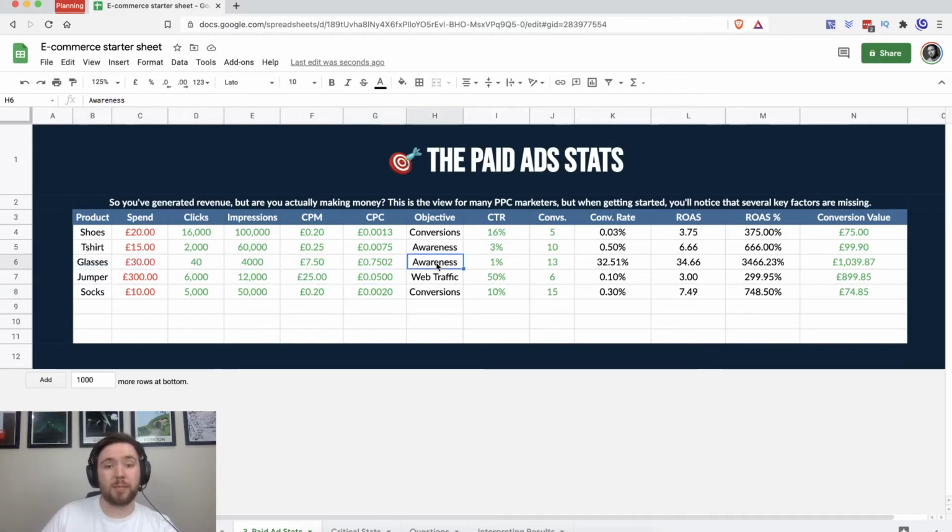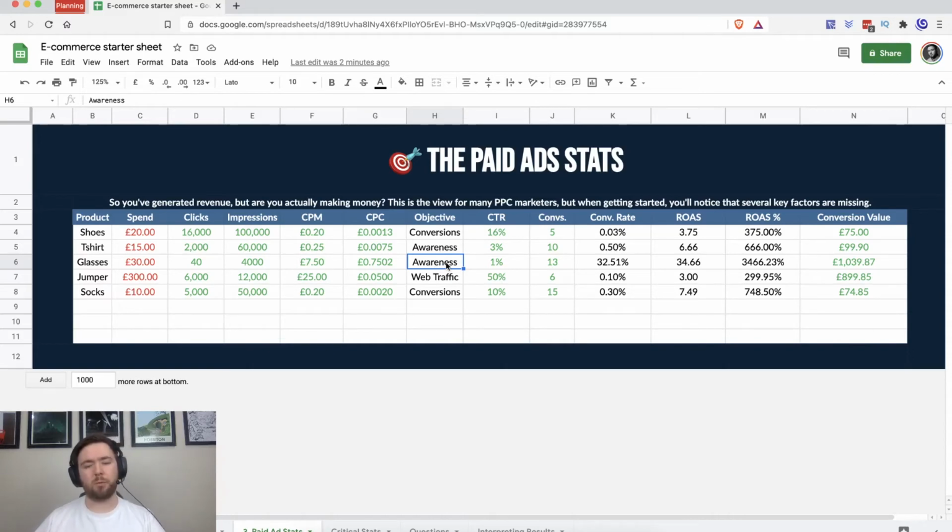We then move over to objective. Now, objective is something that you would determine at the very start of your campaign. Objective is going to be broken down in your traditional marketing funnel, so awareness, consideration, and conversion. So I have chosen awareness for this one.